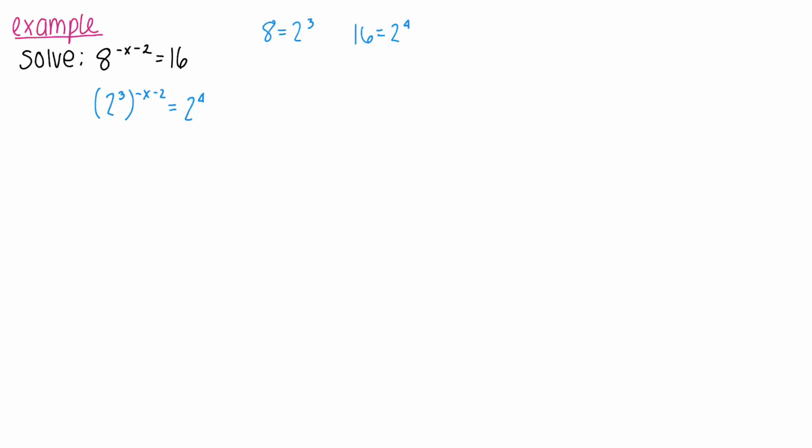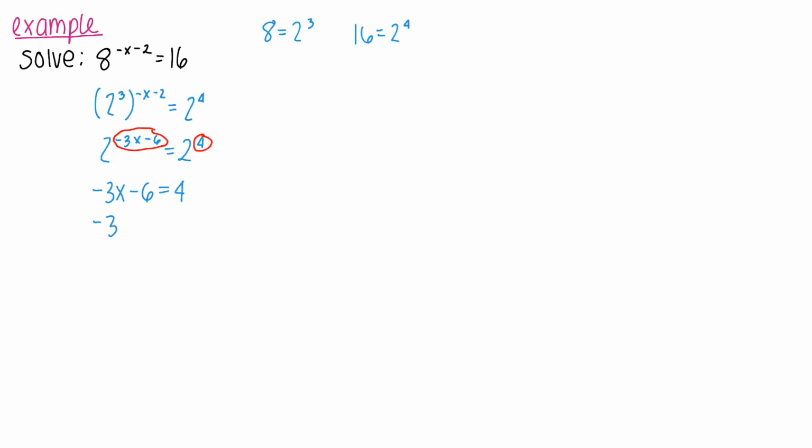I need to make it so that there's just a 2 and an exponent equal to a 2 and an exponent. So here, when you have exponents, power of a power, you multiply the exponents together. So I'm going to distribute the 3 to both of those. So this is 2 to the negative 3x minus 6 is equal to 2 to the 4. We can now say that these exponents are equal because it's 2 raised to an exponent and 2 raised to an exponent. So negative 3x minus 6 is equal to 4.